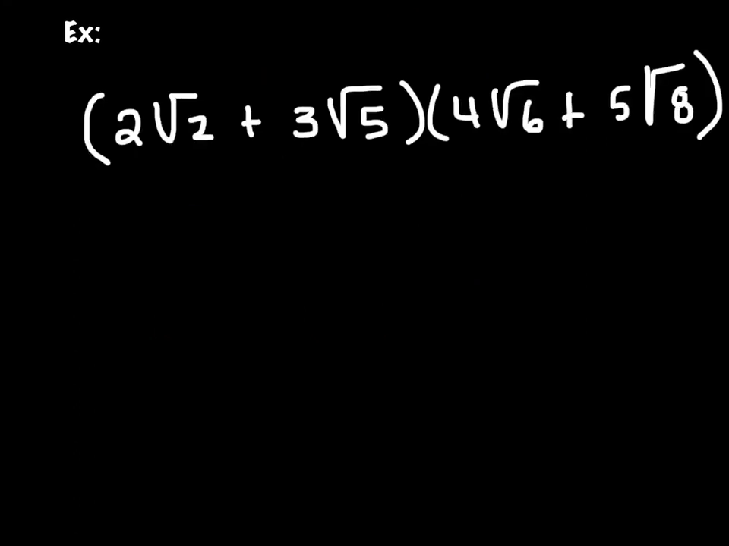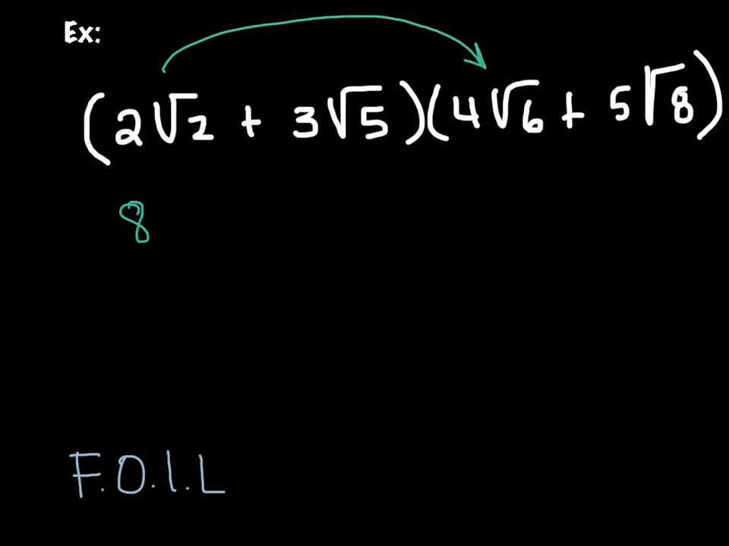And the last type of problem involving radicals is FOIL, which if you remember means first, outer, inner, last. So 2 radical 2 comes first, and 4 radical 6 comes first in their parentheses. So we're going to multiply those together. So 2 and 4 are outside, so I get 8, and then 6 and 2 are inside, radical 12, plus outer, so 2 radical 2 and 5 radical 8 are on the outer edges.